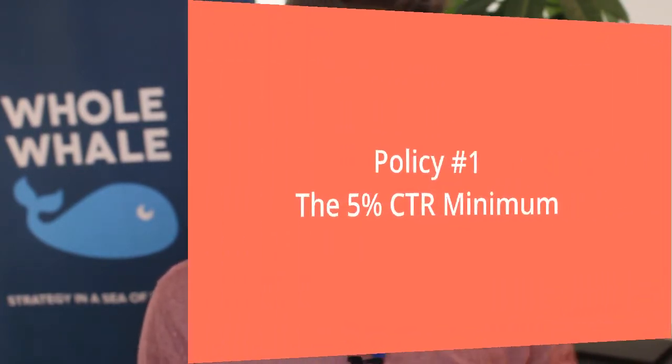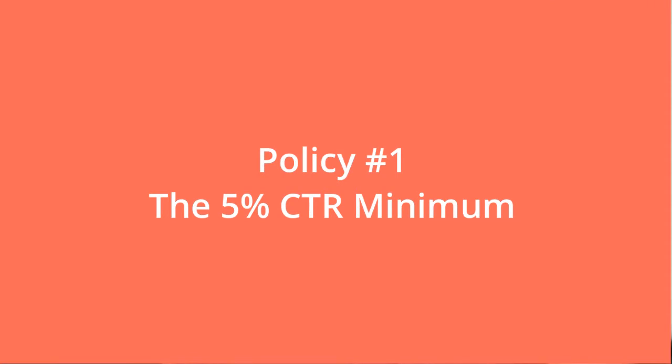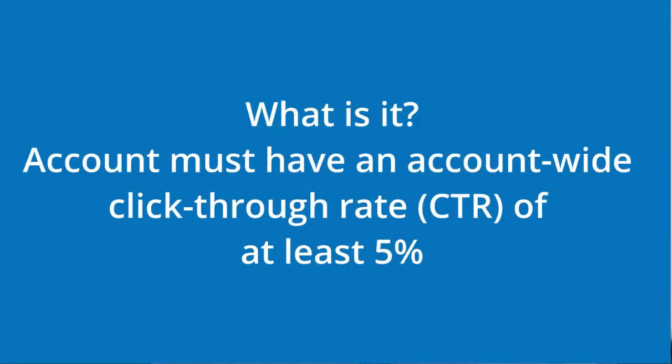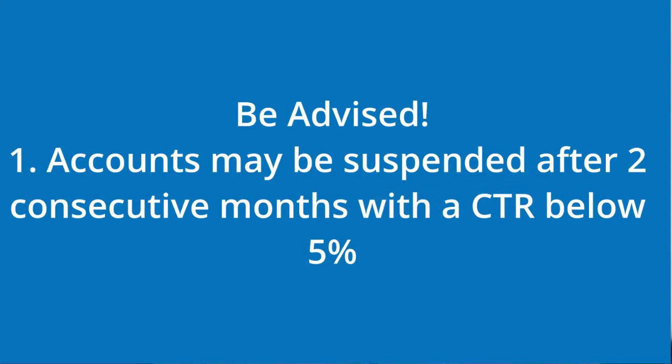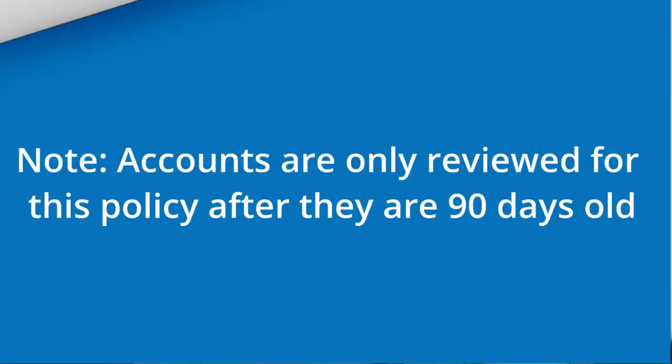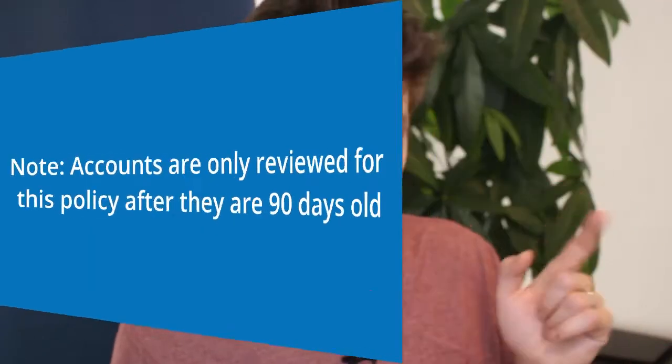Ready? Okay. Policy number 1, the 5% CTR minimum. What is it? You must have an average click-through rate of at least 5% across all of the ads in your account. Accounts may be suspended after 2 consecutive months with a CTR below this level. Note, accounts are only reviewed for this policy after they are 90 days old.